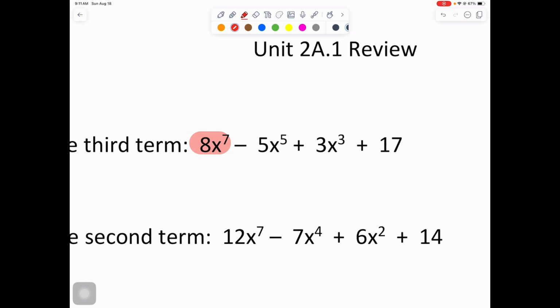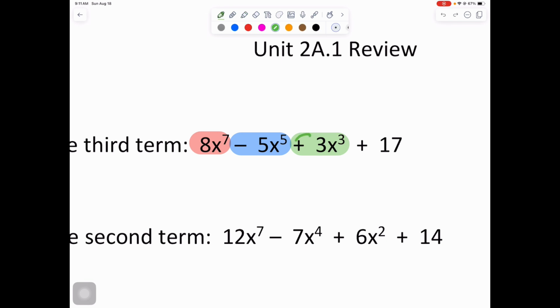Now the coefficient is the number in front of the variable, or the number in front of the letter, which is 8 in this case. Well, we're looking for the third term, so it can't be that. So we'll continue, minus 5x to the 5th. All right, so that negative 5 would be the coefficient of our second term. And let's move forward to the third term, that plus 3x cubed. Yes, exactly, that 3 is the coefficient.